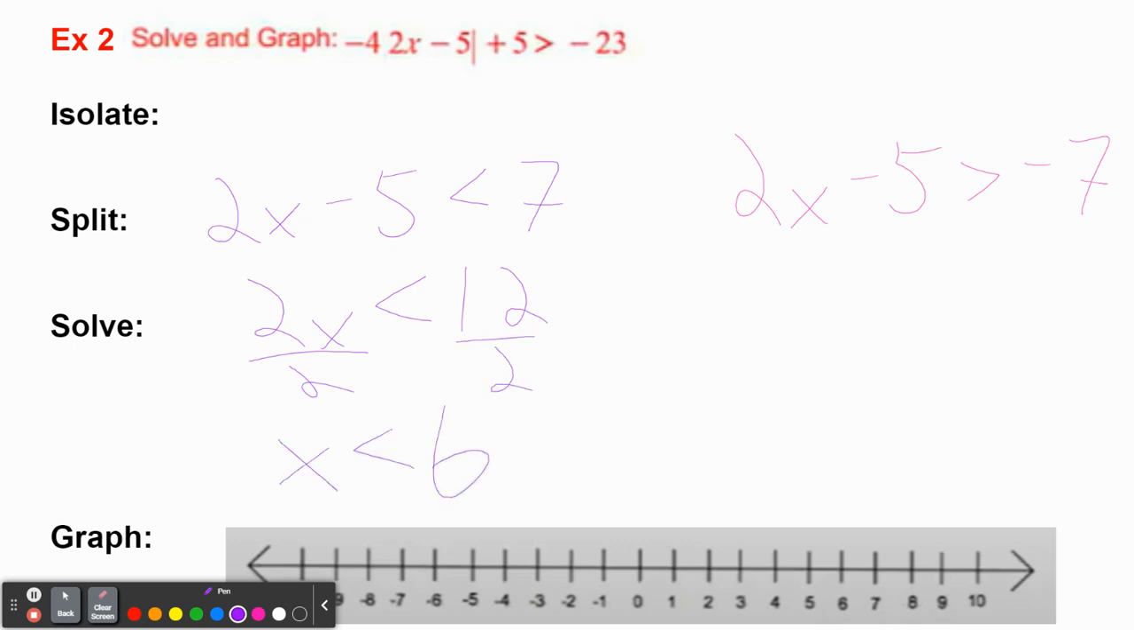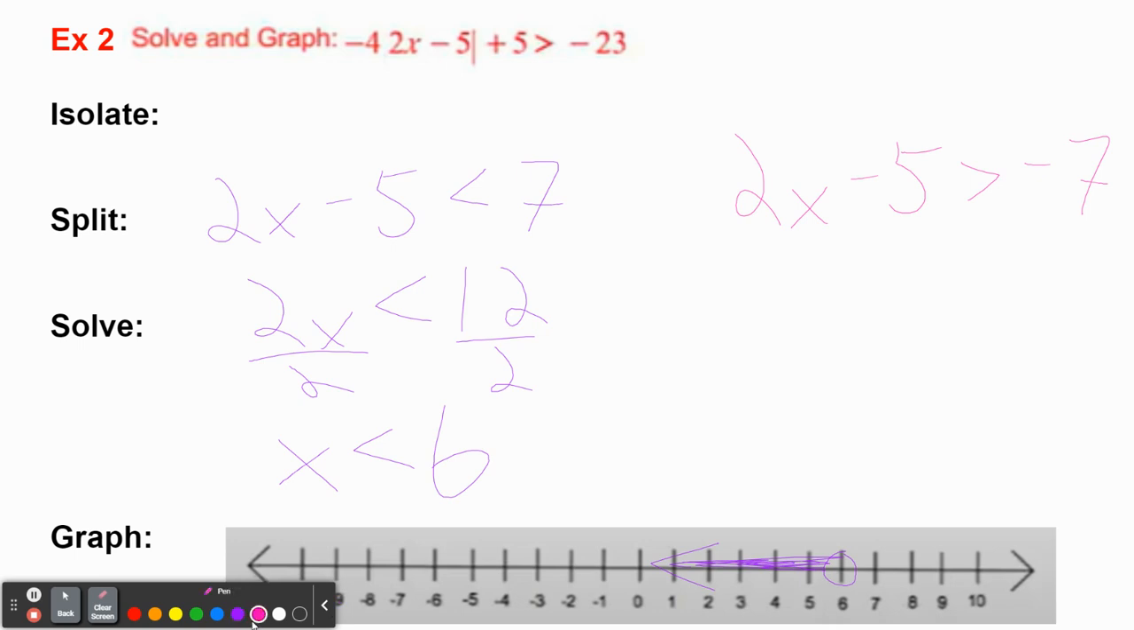X is less than 6. So I go to 6, open circle. 0 is less than 6, so I know that it's going to go that way. I'm not going to completely fill out the whole thing yet because I want to see what the other one does before I do that.